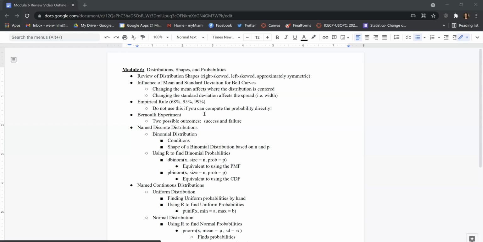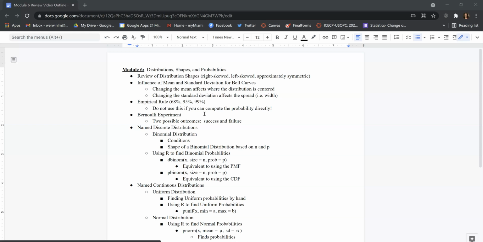We use dbinom when we want to find the probability that our discrete random variable takes on a particular value. We use pbinom when we want to find the probability that our discrete random variable takes on a value less than or equal to whatever you plug in. This is equivalent to using the CDF. Pbinom finds cumulative probabilities from the binomial distribution.